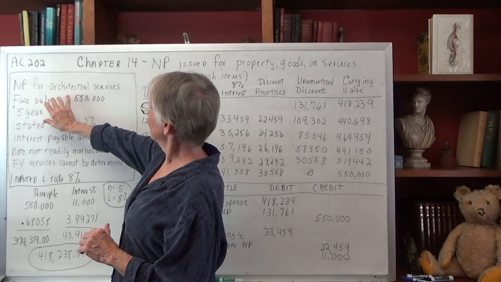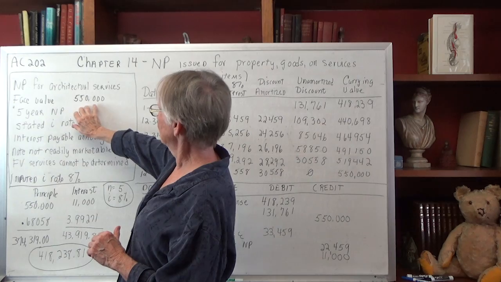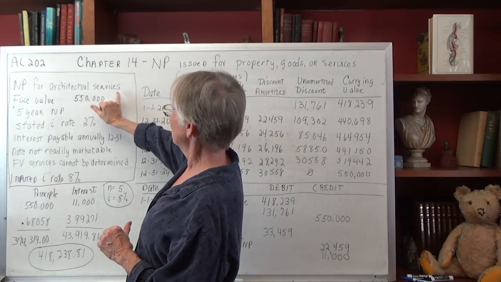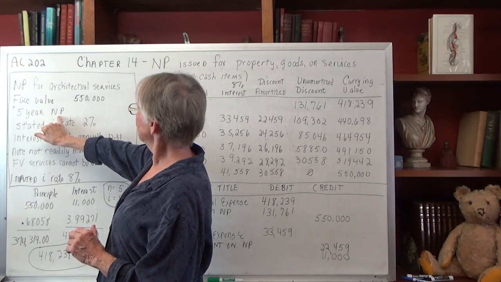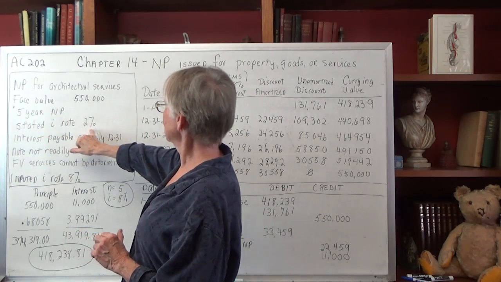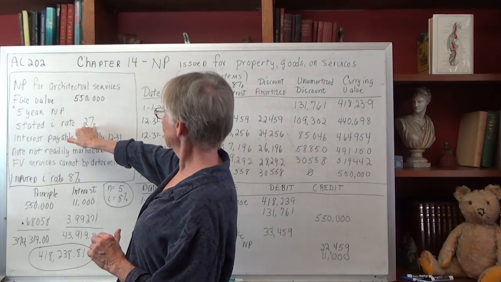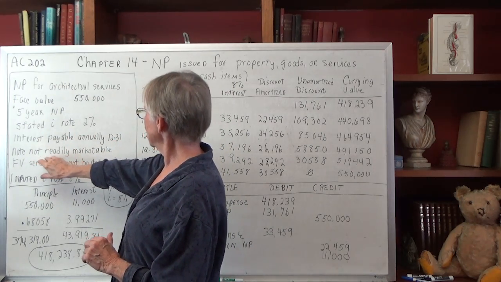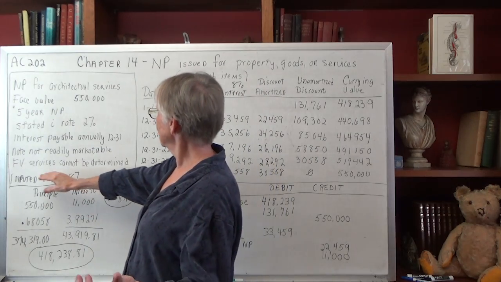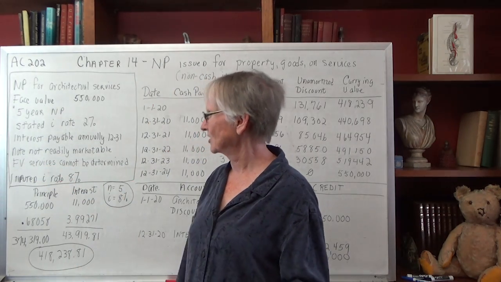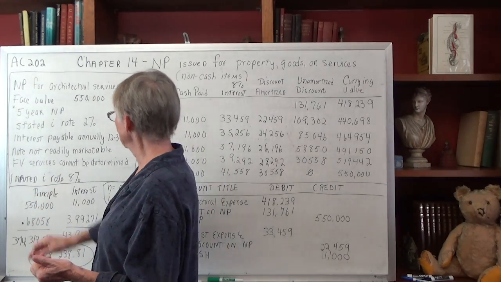It's a note payable for $550,000 of architectural services, but we're really not sure that the services were really worth that. It's a 5-year note payable. Stated interest rate is 2%, which is not reasonable. We're going to pay the interest annually based on the stated rate. The note's not readily marketable, so we can't figure out what similar notes would cost. And the fair value of the services cannot be determined. Oh boy. But we have the imputed interest rate.